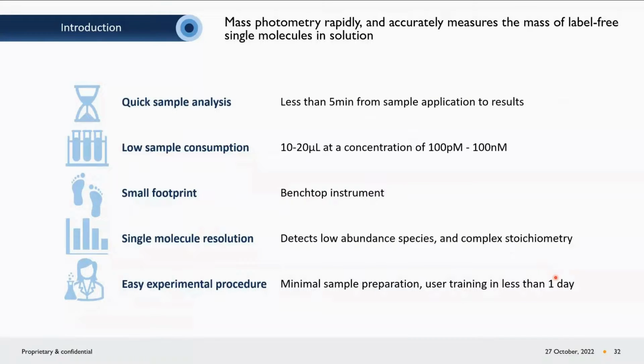So to summarize, mass photometry rapidly and accurately measures the mass of label-free single molecules in solution. I hope that I could show you that we have a very quick sample analysis that takes less than 5 minutes from sample application to results. It has a very low sample consumption. It uses 10 to 20 microliters of sample at a concentration of 100 picomolar to 100 nanomolar. It has a very small footprint. The actual mass photometer is a small benchtop instrument, but also the robot, that is obviously a bit bigger because it goes around it, is still a benchtop instrument, so it doesn't take up a lot of space.